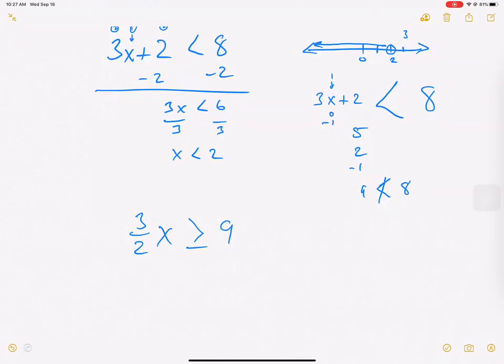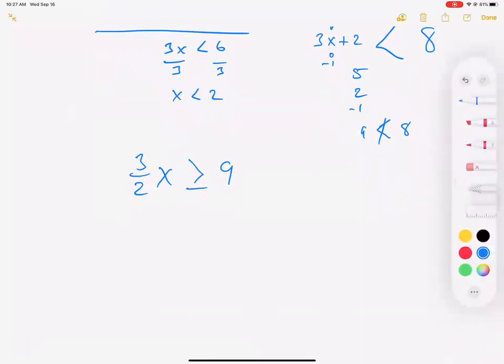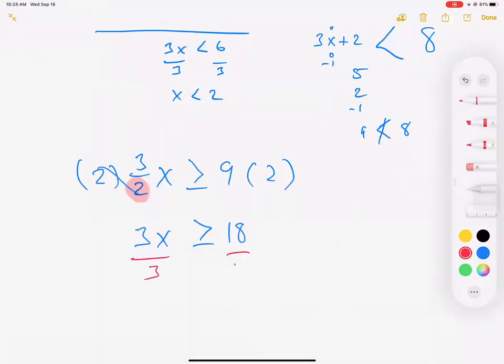So I'm going to do this in 2 steps and then follow up with doing this in 1 step. Some of you already know how to do this, but let me talk it out just to make sure it's okay in your brain. What's the opposite of divide by 2? The opposite of divide by 2 is multiply by 2. So if I multiply both sides by 2, we end up with 3x greater than or equal to 18. Second step, the opposite of multiply by 3 is divide by 3. X is greater than or equal to 6.